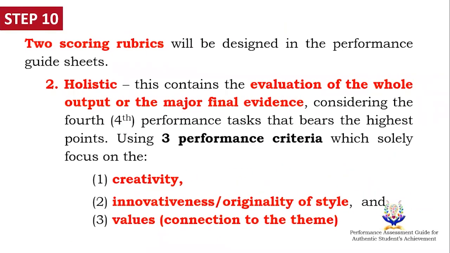The second one is the use of holistic rubric, which contains the evaluation of the whole output or the major final evidence, considering the 4th performance task and bears the highest points. This holistic rubric will focus on the general creativity, innovativeness, originality of style, and values it puts into the output or products. The values as well investigate the connection of all the outputs to the theme.